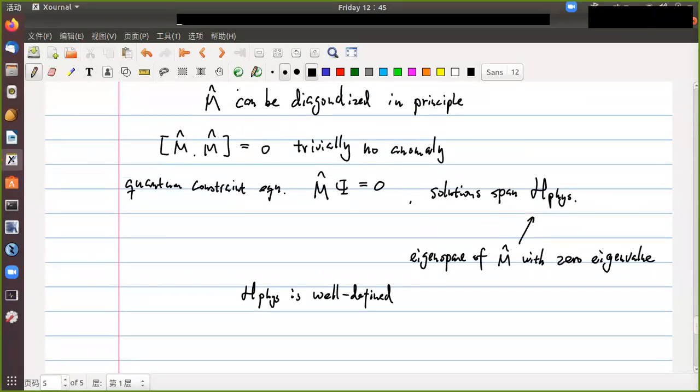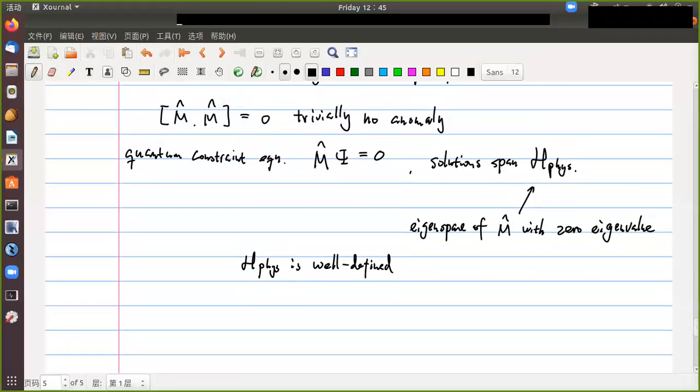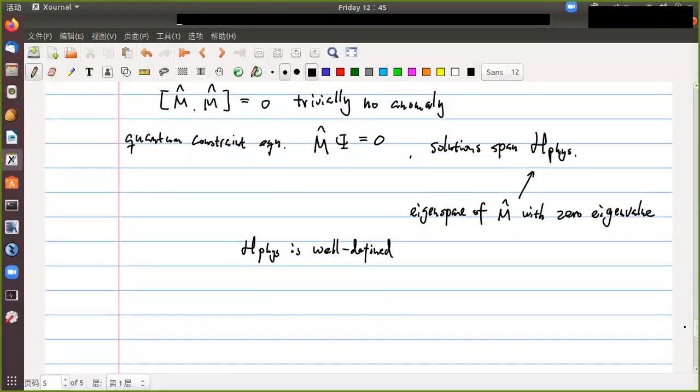But for the master constraint, it's very clear. The physical Hilbert space is well defined. The master constraint is a self-adjoint operator, and the physical Hilbert space is nothing but the eigenspace of the master constraint with zero eigenvalue. It's like looking for the ground state of a Hamiltonian. If you view the master constraint as analogous to a Hamiltonian operator in quantum mechanics, then this is nothing but looking for the ground state of the Hamiltonian. This is an advantage of the master constraint. At least conceptually, it makes a lot of things well defined.